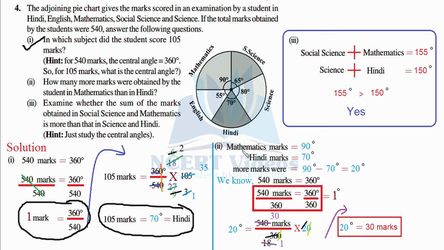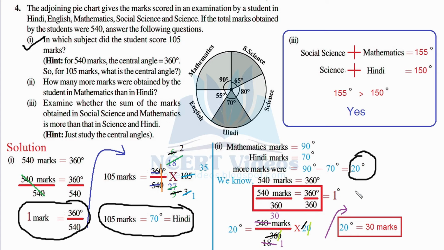The same has been shown over here. The mathematics marks we know is 90 degrees, so the same has been written over here. Hindi marks we know is 70 degrees. And the question is asking how many more marks. That is simply a difference problem. So these are linear equation statement questions that I used in pie charts as well. So more marks is simply the subtraction of 70 degrees from 90 degrees, that is equal to 20 degrees. We need to find the value of 20 degrees, which will indirectly give us how many more marks he scored in mathematics as compared to Hindi.